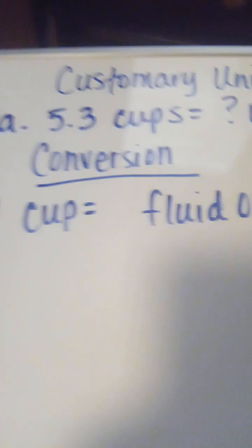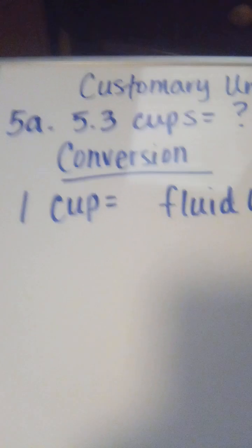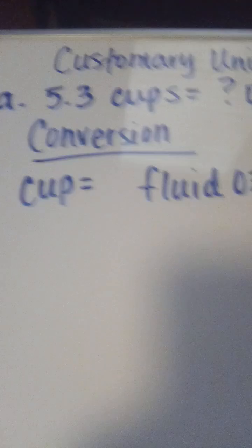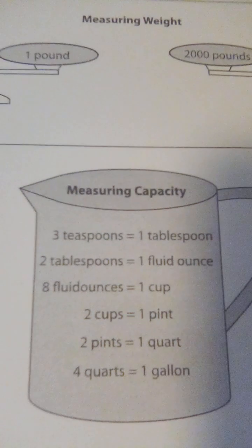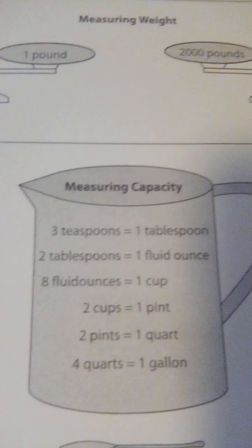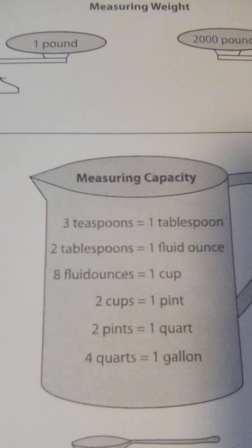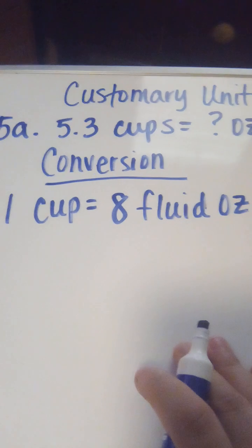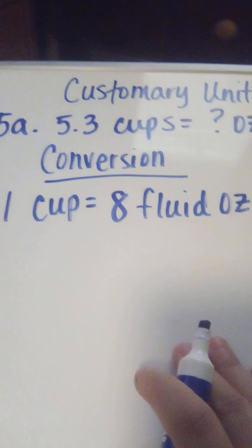All right, I already did a little bit of the conversion part. And we have how many fluid ounces are in 1 cup. Let's look in the paper. Do you see it? How many fluid ounces we have here? 8. So we have 8 fluid ounces. So 1 cup equals 8 fluid ounces. All right, let's move on. Any questions on how I got that?